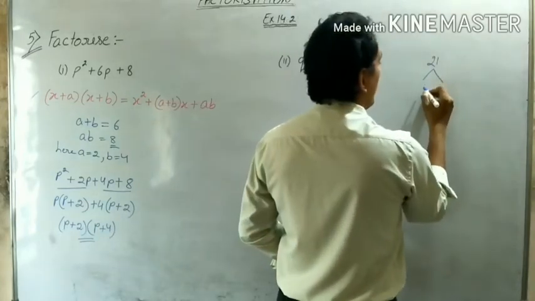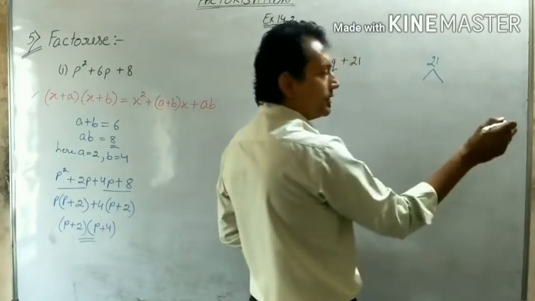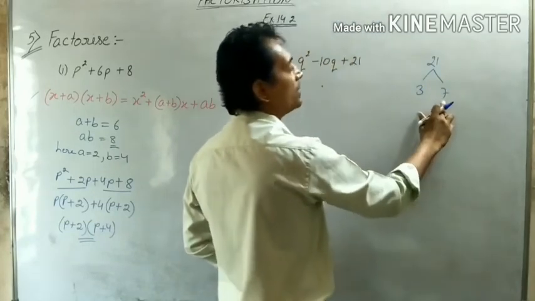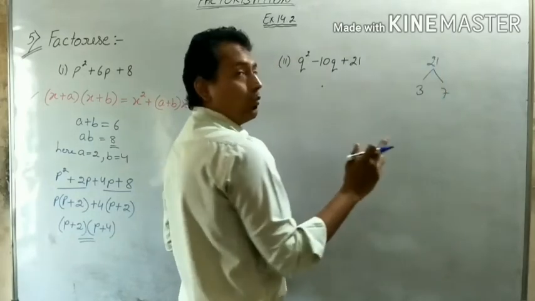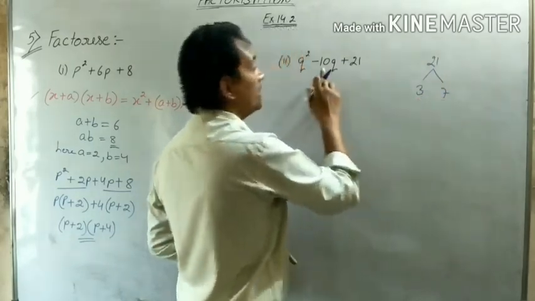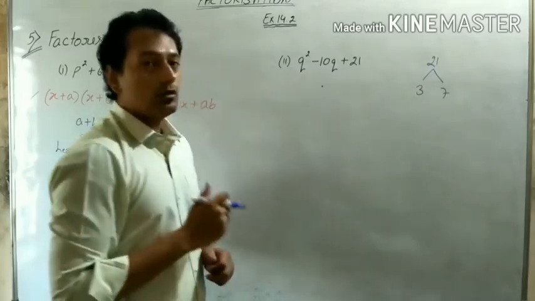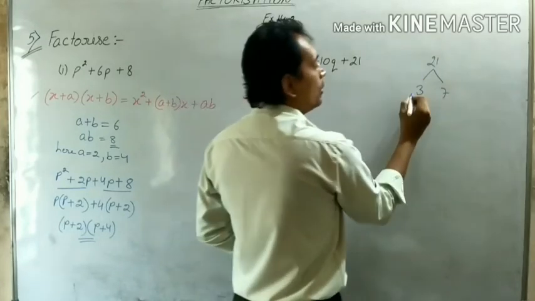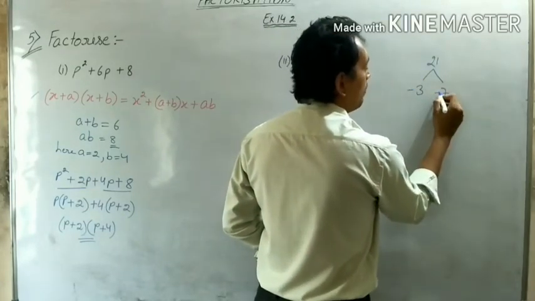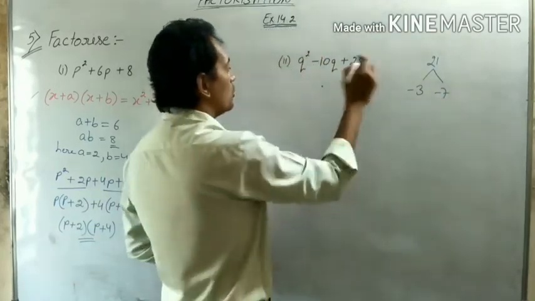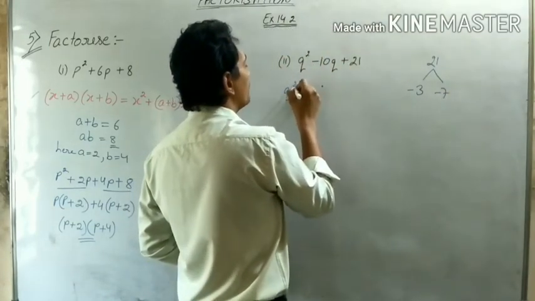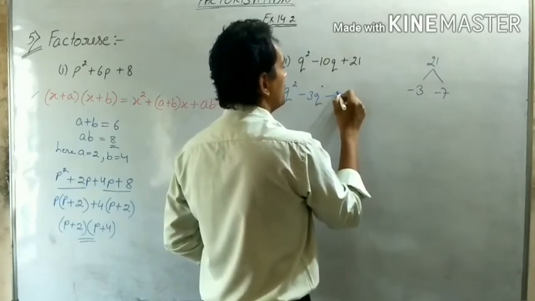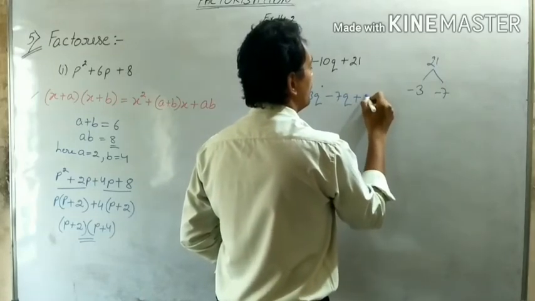Okay, let's do it. We have a factor 1 into 21, it is a factor. Again we will take 3 and 7. We already know 3 into 7 is 21, but when you add 3 and 7 you will get 10. But how to decide the signs? We already have minus sign in the middle term, so we already know that if there are the same signs, minus minus, they will get added up. So let's write this expression as q square minus 3q minus 7q plus 21.